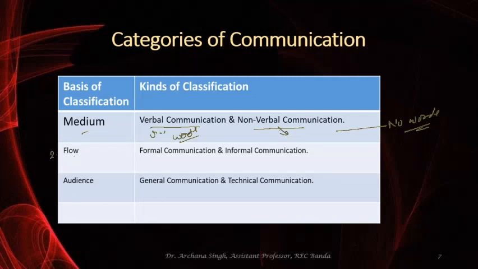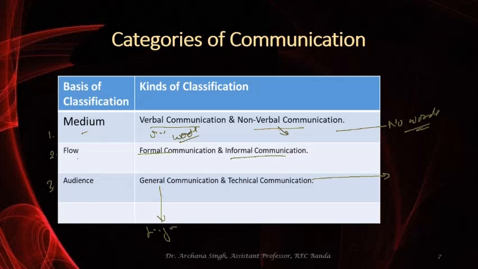Then the second is the flow of communication, whether your communication is following a proper path, that is, formally communicated, or you are getting some information through an informal channel. On that basis you have formal and informal communication. Then on the basis of the target audience, we have two kinds of communication: general communication and technical communication. General communication is for general people, a layman, where no technical words or jargon are used, so every person can understand. Technical communication is meant for technical people, where you need specialized vocabulary, technical words and jargon.